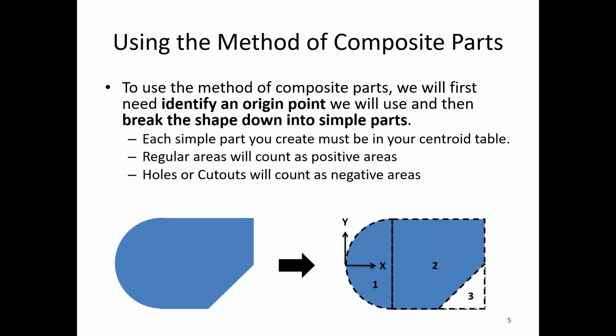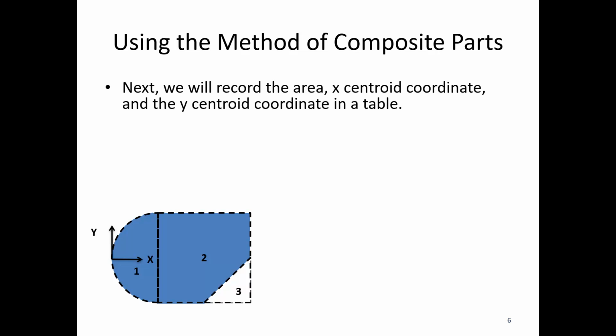So I've got my origin point, and I've broken the shape down into pieces. I can move on to the next step for the method of composite parts. Next up, we're going to record the area, X centroid coordinate, and Y centroid coordinate in a table. I really like using tables for this. It keeps everything organized. There's a lot of information we need to keep track of.